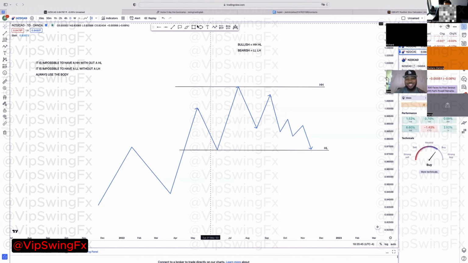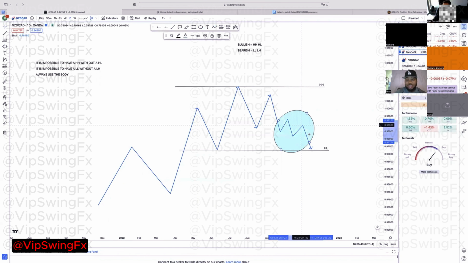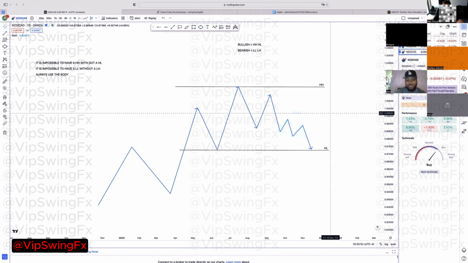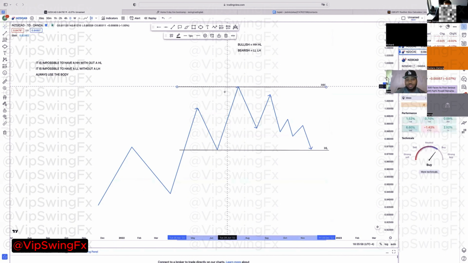This is where you guys only focus on this little move right here and say, oh, it's bearish just because I see a lower low and lower high. It's like, bro, you've got to zoom out. What is the actual structure of the market doing? So this market structure is still bullish because we haven't broken the higher low.